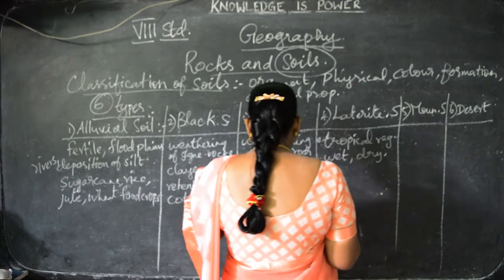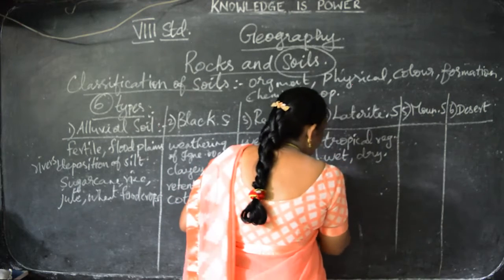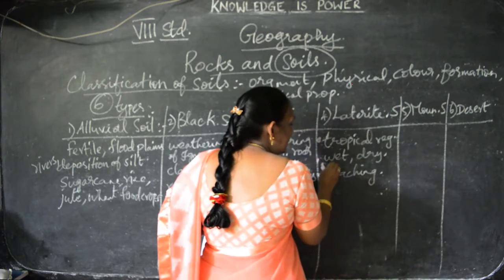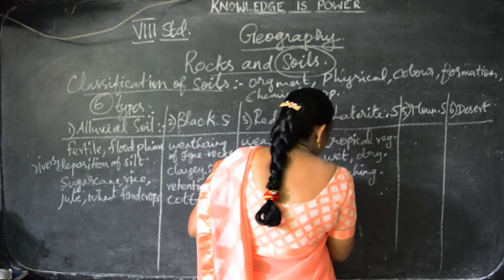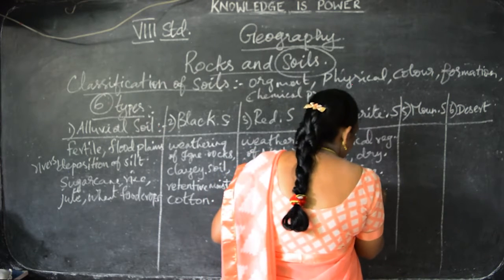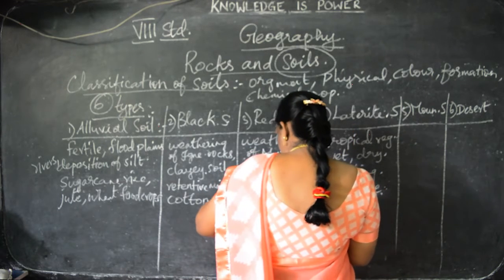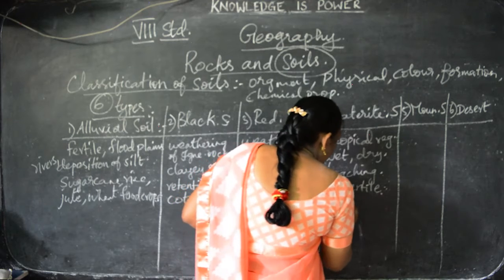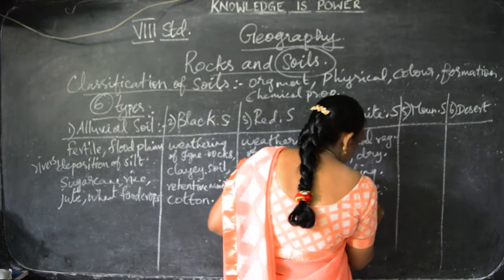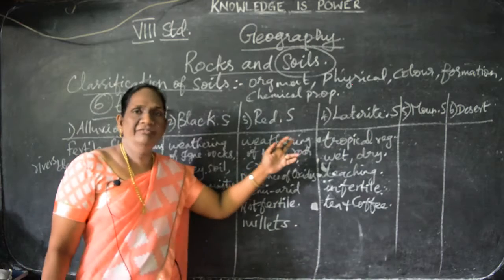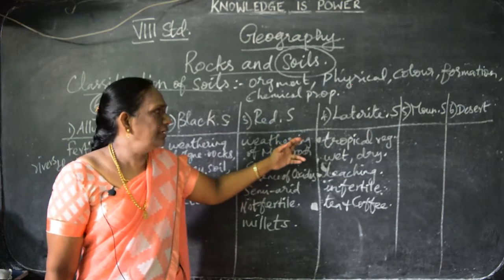It is a process of leaching. How is it forming? Because of the process of leaching. It is also infertile soil. This laterite soil is very much useful for tea and coffee cultivation. Tea and coffee. And the fourth soil is which soil?